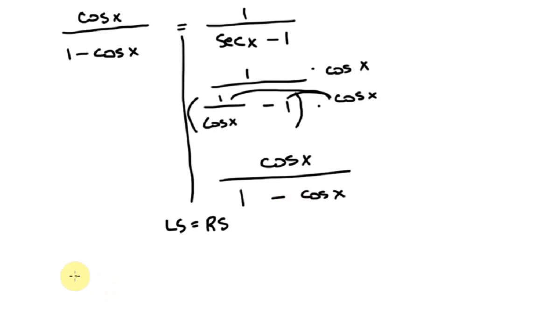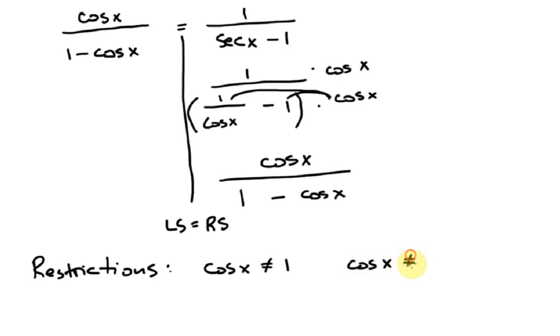Now, what about restrictions? Okay, let's look for any denominators. Can't let them equal 0. So, here's a denominator. I can't let that become 0. In other words, I can't let cos x equal 1. Okay, so that's one of them. And then, oh, here's a fraction. I got a 1 over cos x. So I can't let cos x equal 0. And I think that covers all of my denominators.